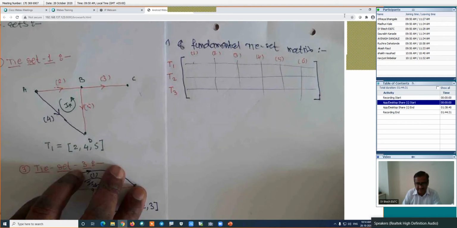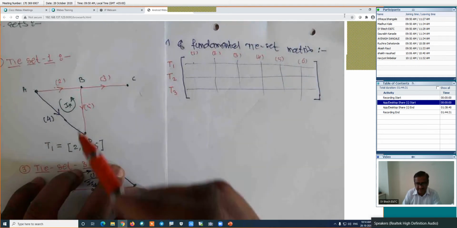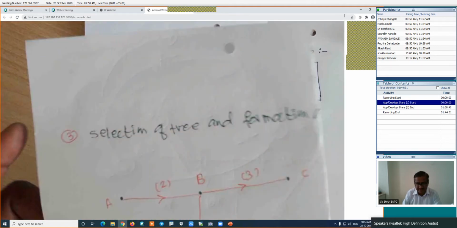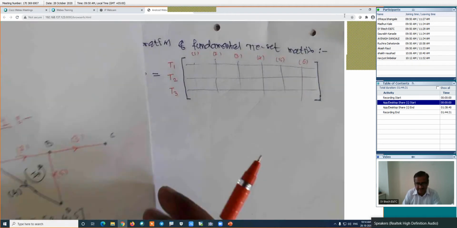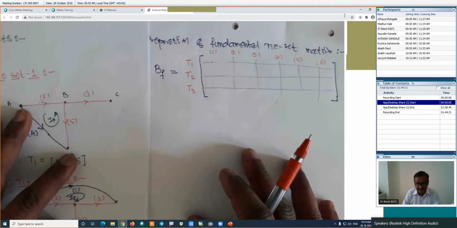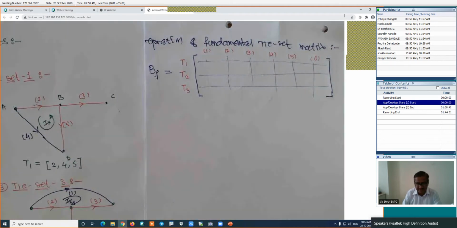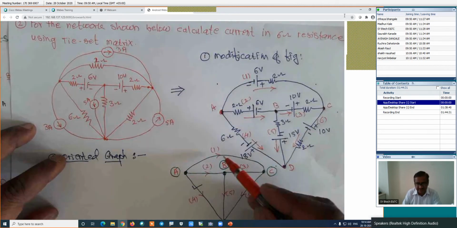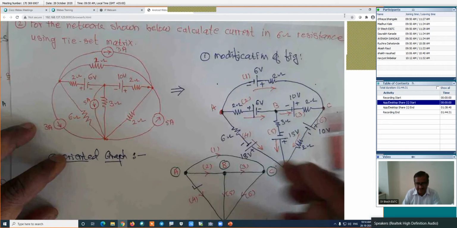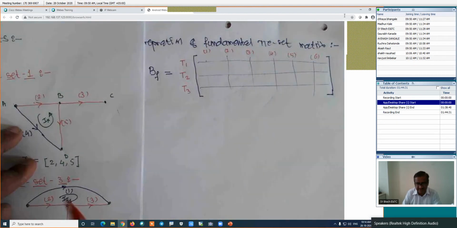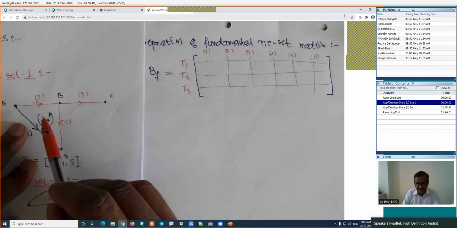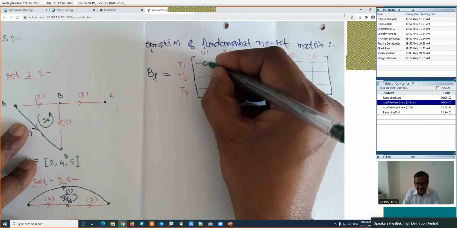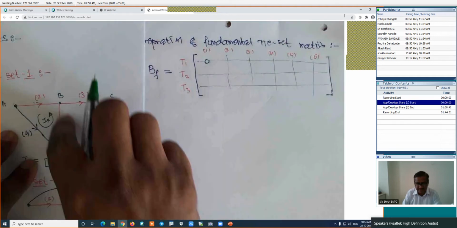Look at branch number 1. Where is branch number 1? Just give me a minute. In the original figure, this is branch number 1, the upper branch, which is not part of this particular Triset. That's why its entry for branch number 1 will be 0, because it is not part of this loop.